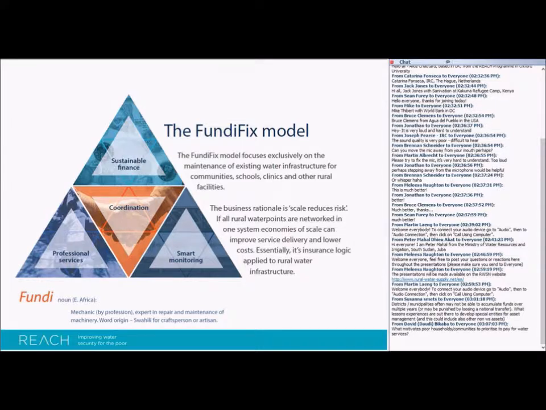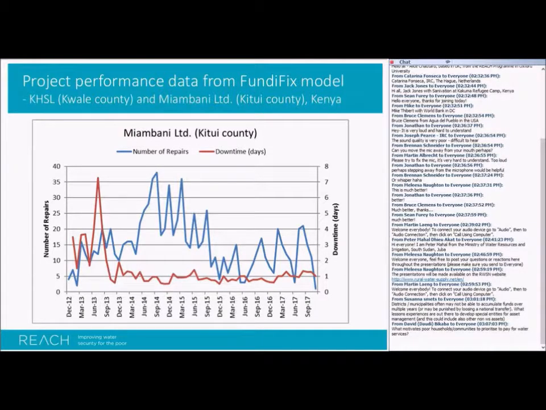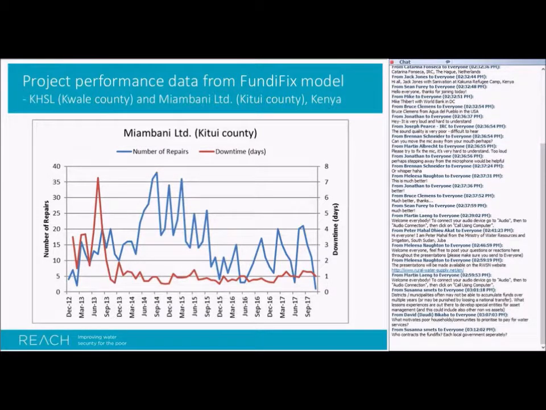The business rationale is scale reduces risk, so networking rural water points in one system leads to improved service delivery and lower cost. Here you can see the teams in Kitui and Kwale counties in Kenya, and they were fixing hand pumps and submersible pumps here. And then I wanted to present a bit more on the performance data from Miambani in Kitui County. You see the number of repairs and downtime days per repair since its inception in December 2012.